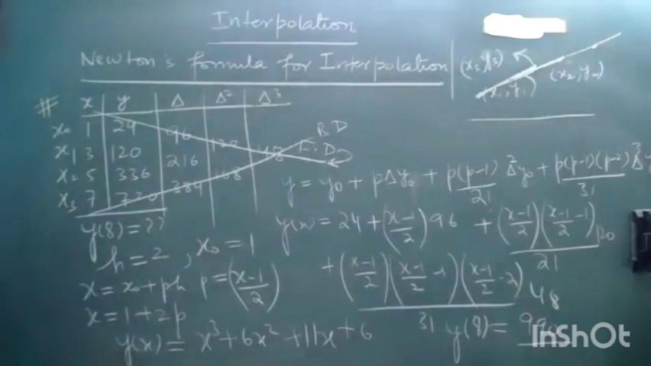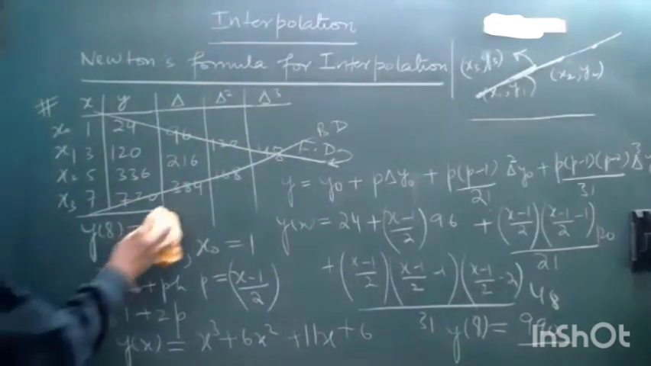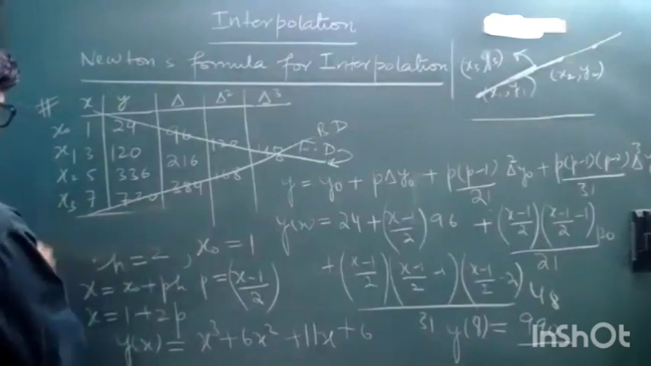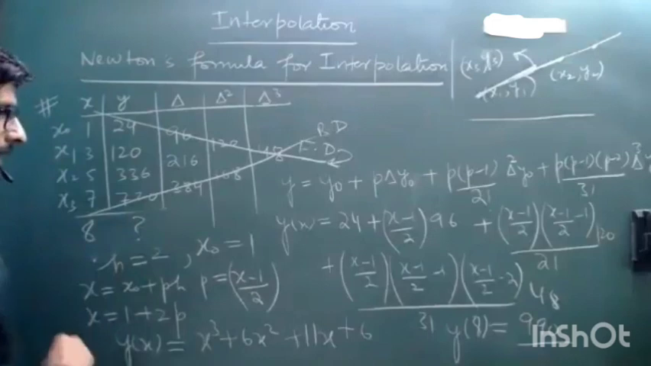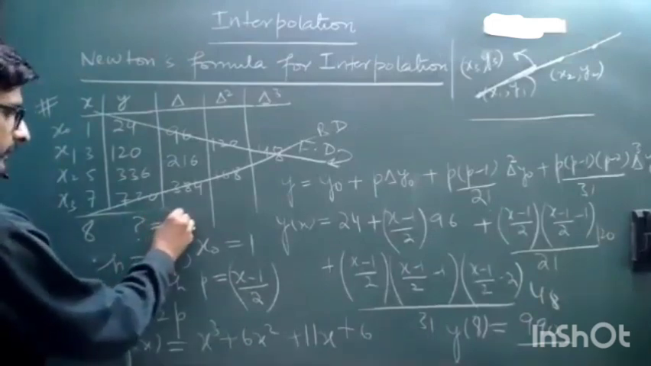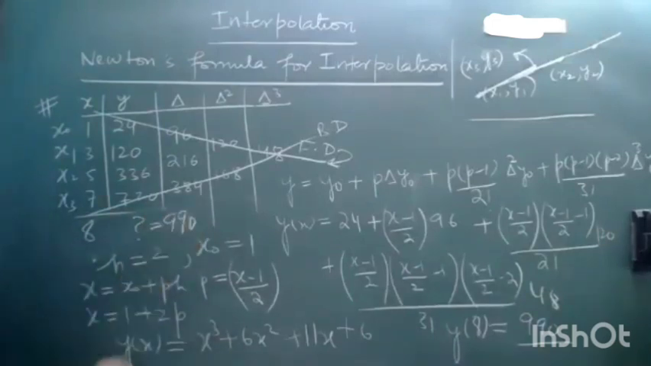So that means the value of 8 that was to be calculated here came out to be 990 using this interpolation formula. Tell me, did you understand?